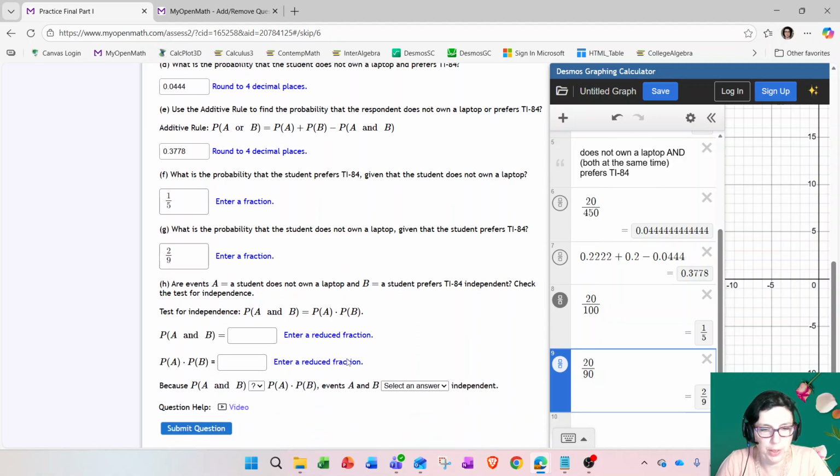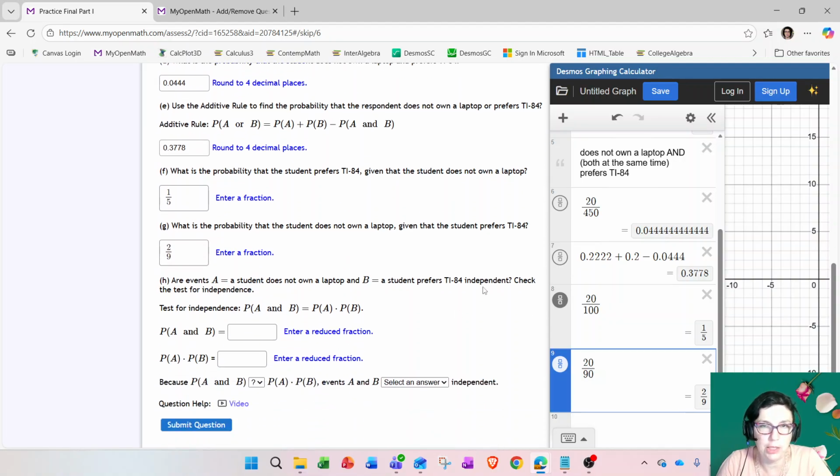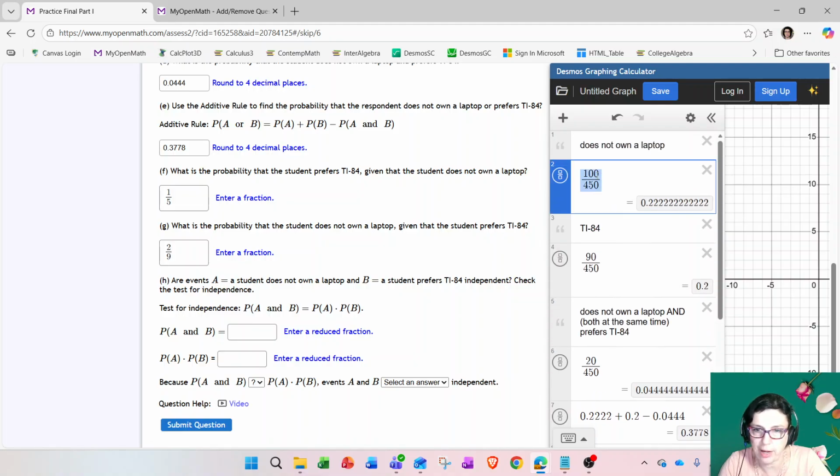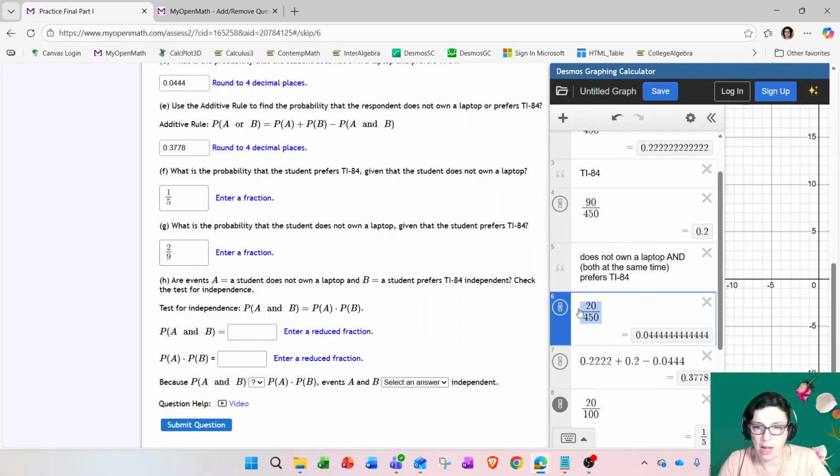Finally, let's see if we can figure out if these two events are independent. So A is a student does not own a laptop, and B is a student prefers TI-84. Now, I actually already know probabilities of these A and B because I have them right here. Okay, so that's available. Also, I found the chance that it's both at the same time, which is going to be what this first one is.